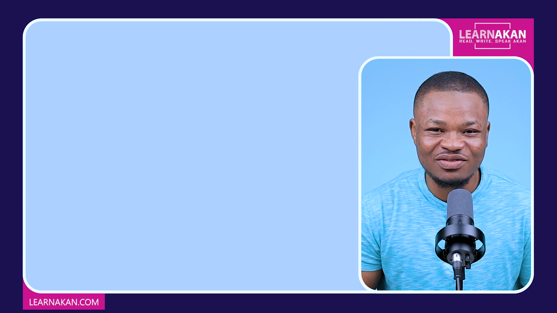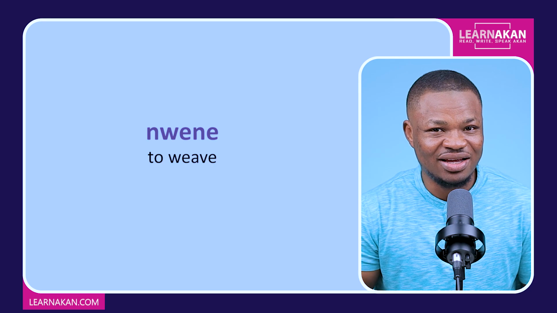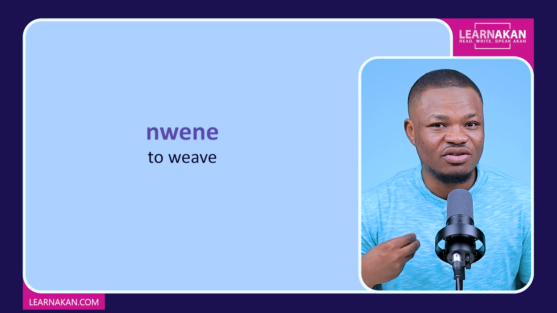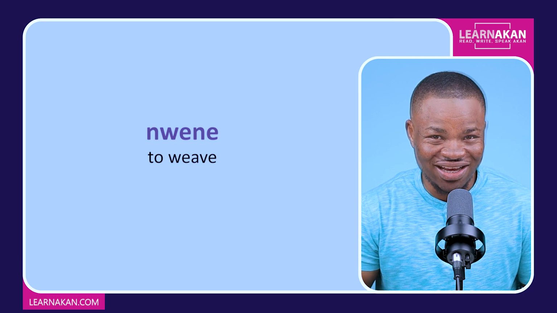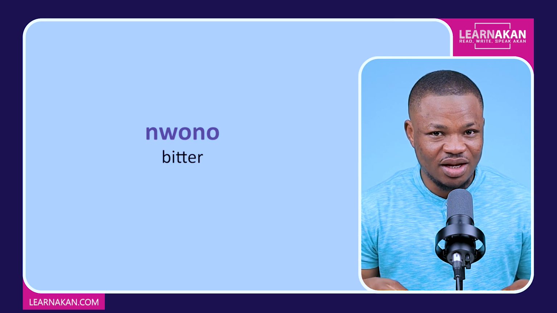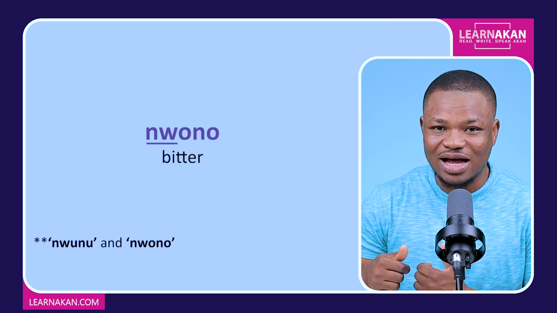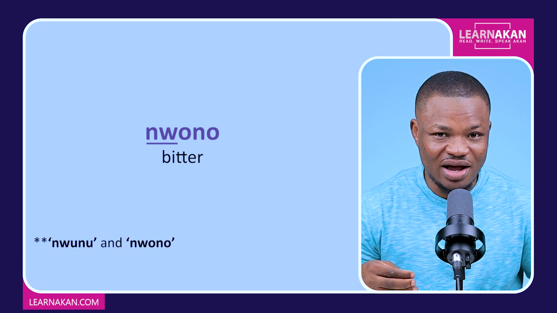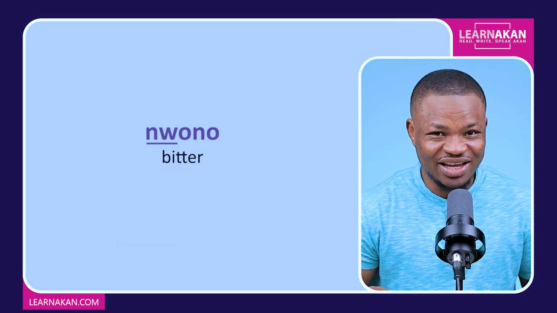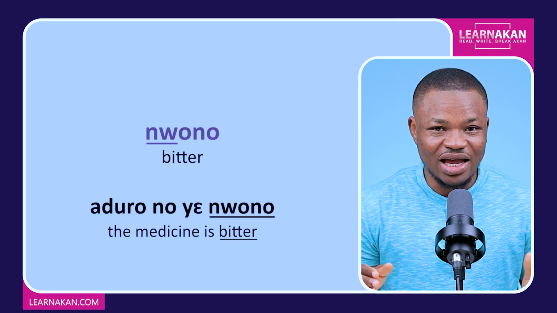For the next word, we have nyene. So now I have nye, nye, right? Nyene. Next we have nyono. So you hear the nyo, and this is actually close in sound to how I said it in isolation. So we have nyono. Nyono. So I can say edro ne nyono.